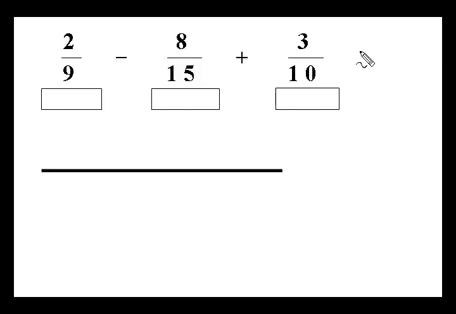Let's look at another example of adding fractions. Again, the first thing we want to do if we're going to try and add fractions is make a common denominator. To make a common denominator, we need to factor the denominator that's there. 9 is 3 times 3. 15 is 3 times 5. And 10 is 2 times 5.